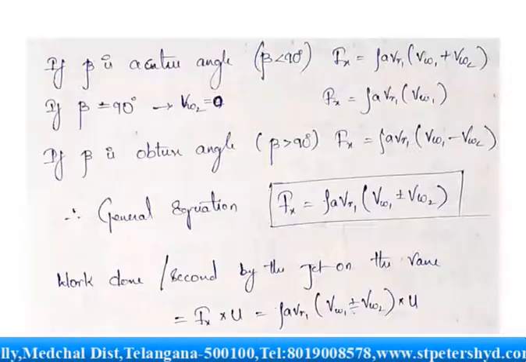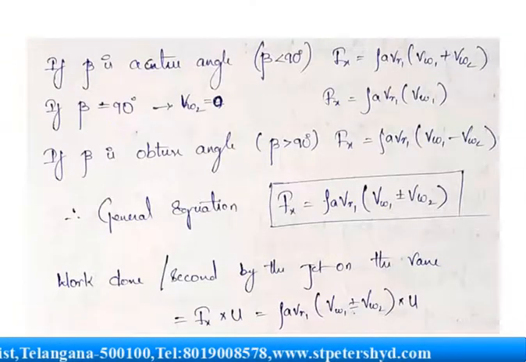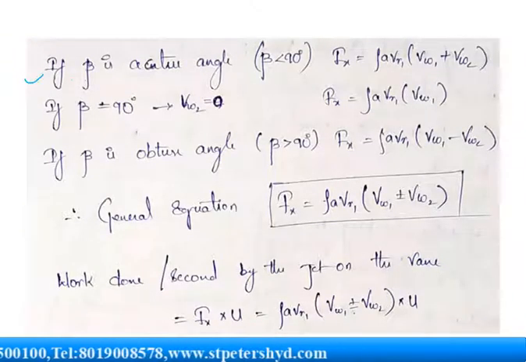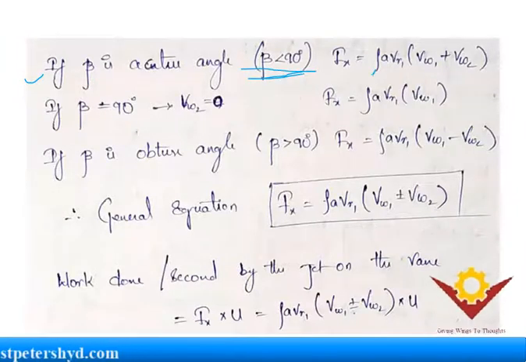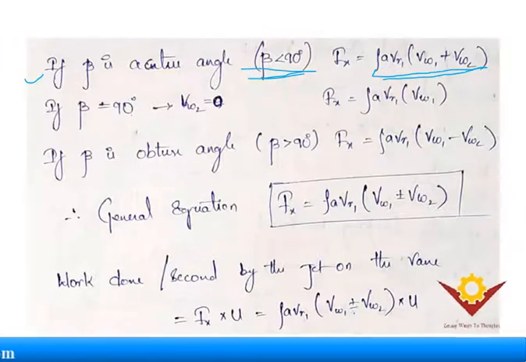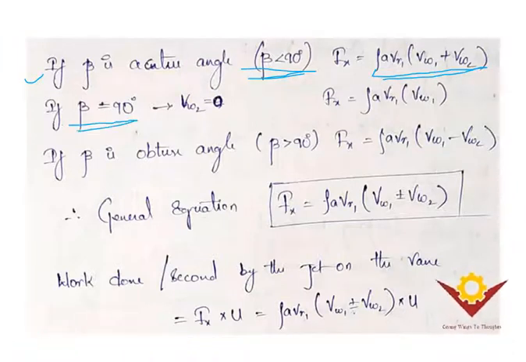Okay, and already we discussed this theta, which is when beta is an acute angle, less than 90 degrees, then this will be your equation. And if beta is 90 degrees, then your velocity will be 0. If beta is obtuse, that means greater than 90 degrees, then this is your equation.